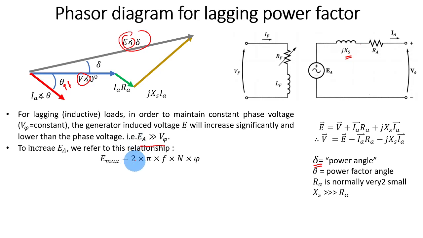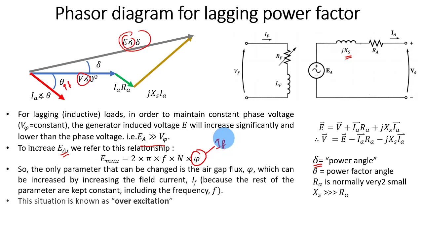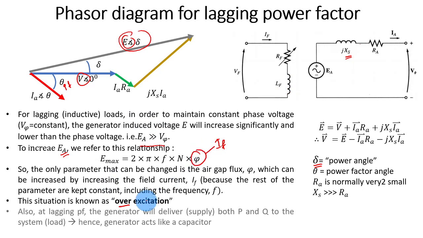To increase the generated induced voltage, we can only increase the flux, by increasing the field current. Again, the same explanation applies, and this whole situation is called over excitation. It means that the voltage EA, also known as the excitation voltage, is higher than the phase voltage. So it's over excitation, and I think that's where the name comes from.